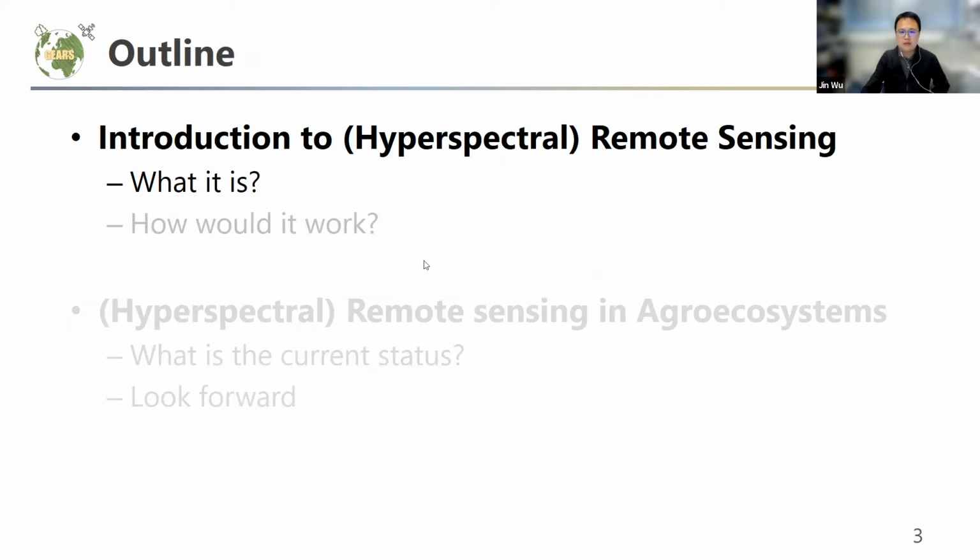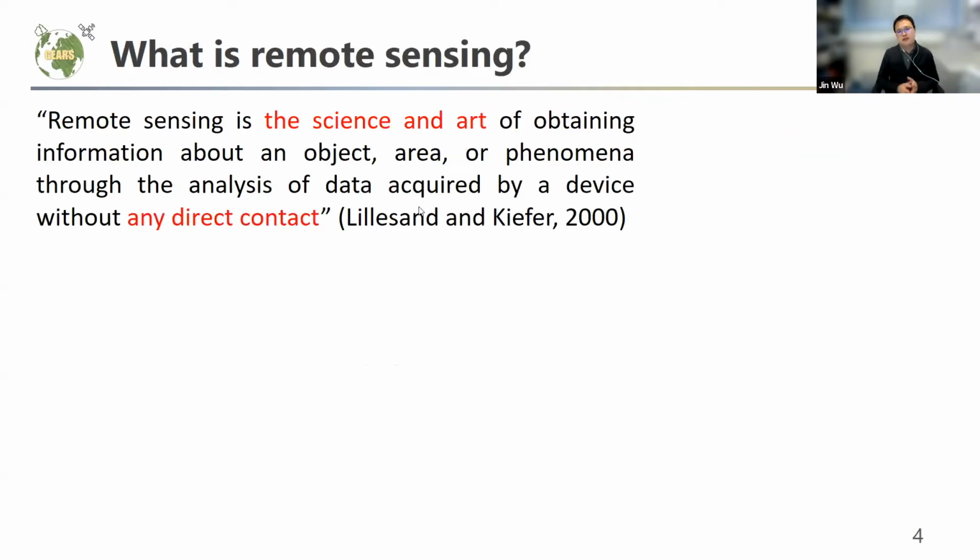Here is the general outline for today's talk. It will primarily cover the 4 questions like Professor Lam just mentioned. First, let us jump into the question: what is remote sensing? Remote sensing, by definition, is the science and art of obtaining information about an object, area, or phenomenon through the analysis of data acquired by a device without any direct contact. In other words, remote sensing acquires information without direct contact or remotely, right?